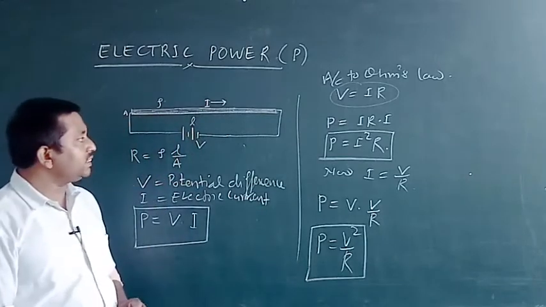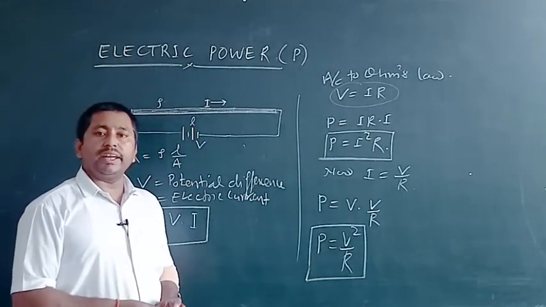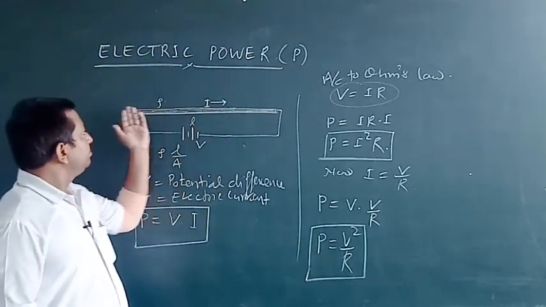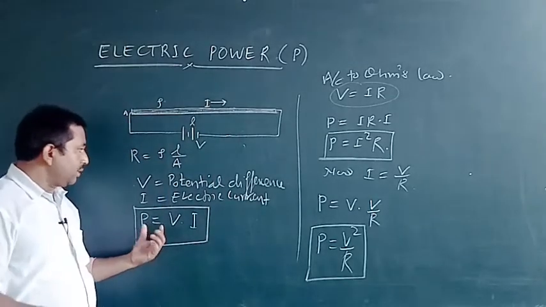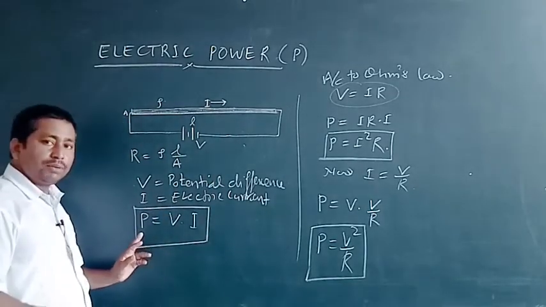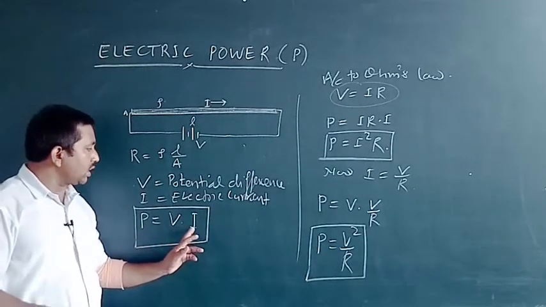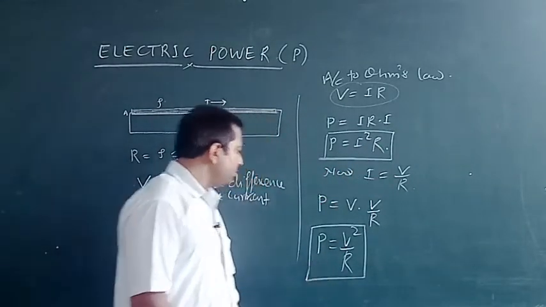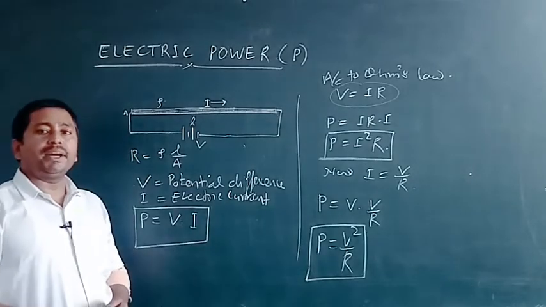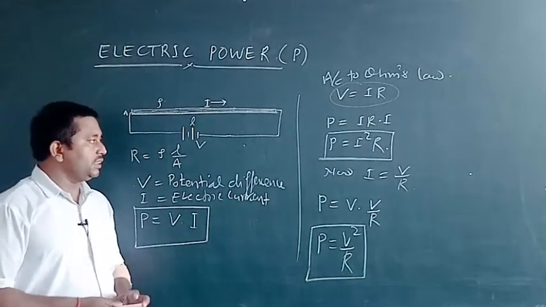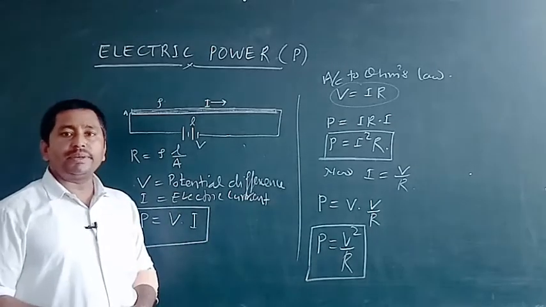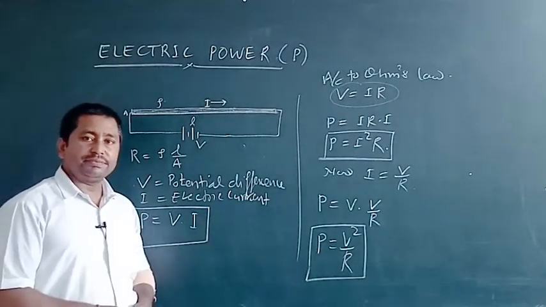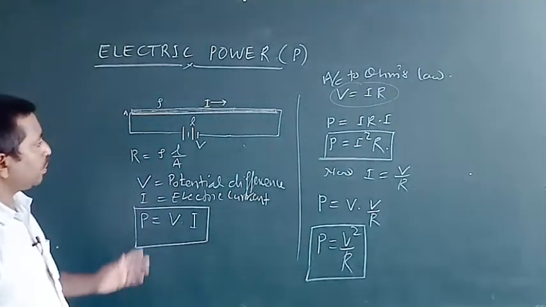So in this way we get three different formulas for the electric power which can be dissipated in any conductor. The first formula for the power is P is equal to V dot I, the second formula for the power is I square dot R, and the third formula for the power is V square by R. With the help of these formulas, we can solve different problems related to electric power dissipated in any conductor. So let us take the problems.